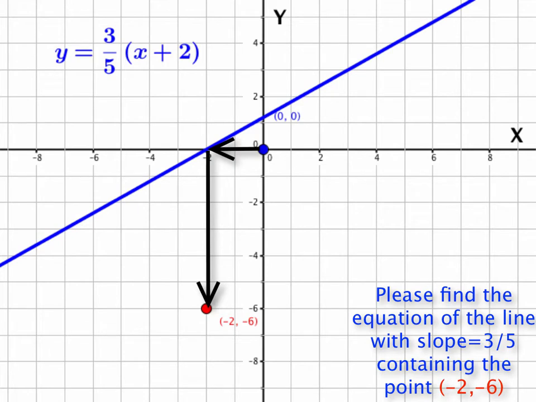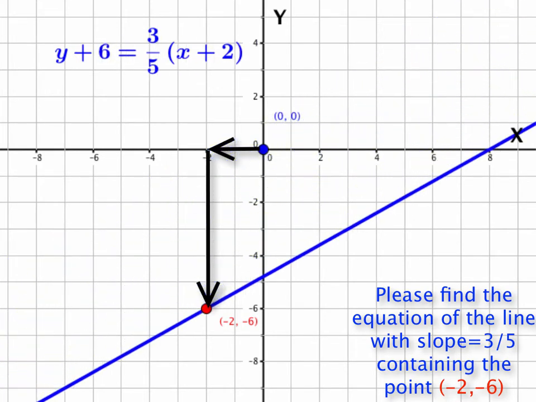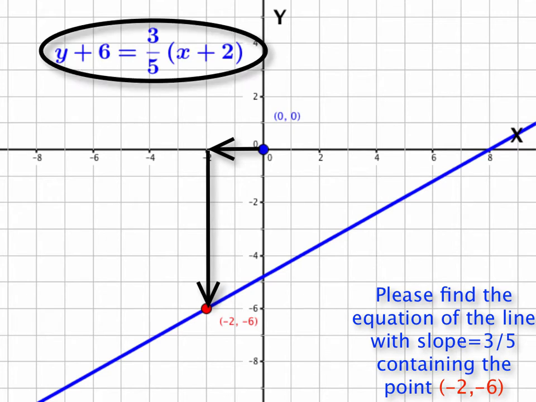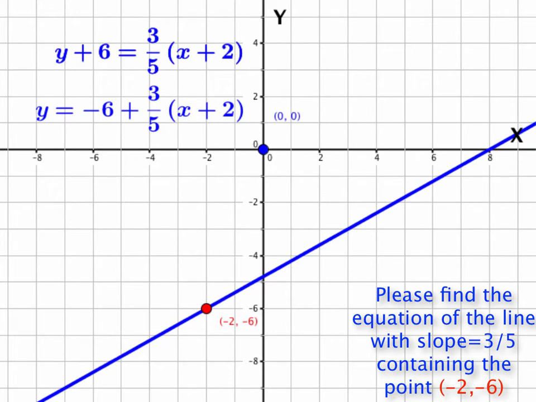And in order to shift our graph down 6 units, all we need to do is replace the y in our equation with a y plus 6. And now we have the equation for a line with a slope of 3/5 containing the point -2, -6. Once again, this is the point-slope form of the linear equation because the point through which it goes and the slope are readily apparent.